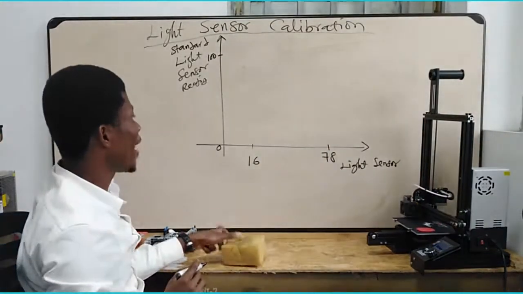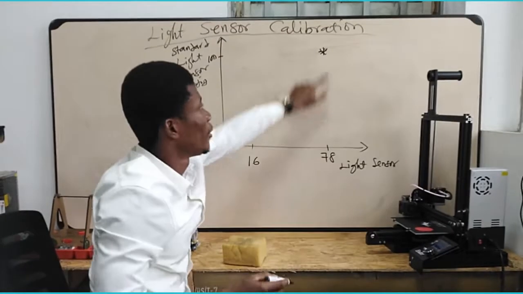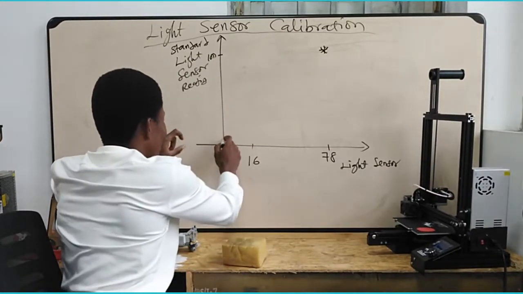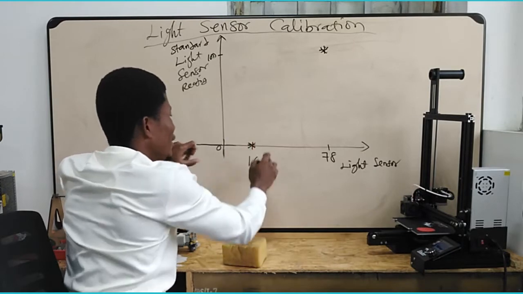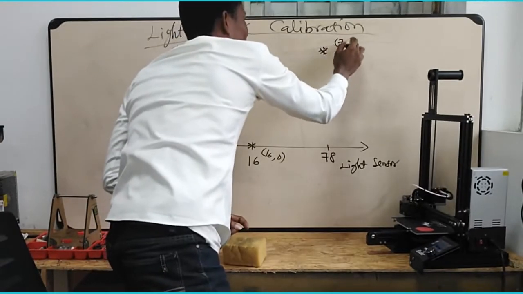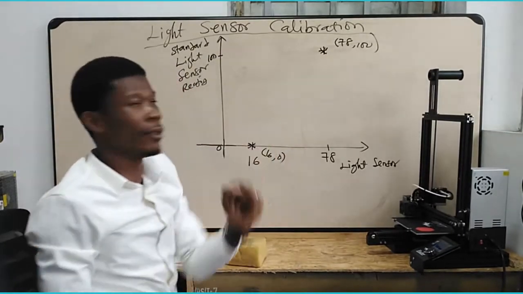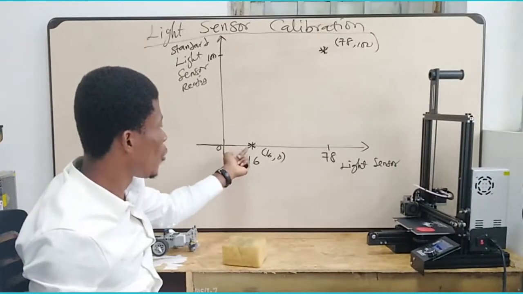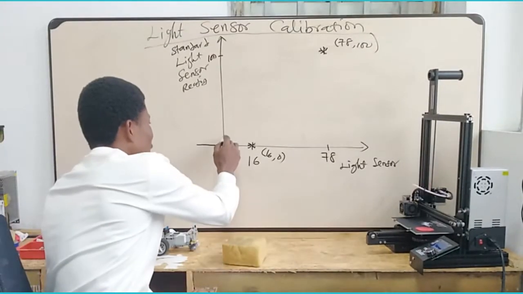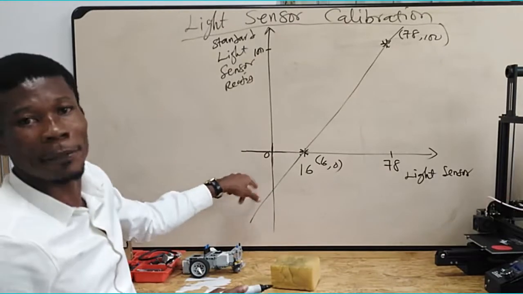So if I match the behavior of my light sensor to that of a standard light sensor, I can have a point here, and then another point here. X, Y. So the point 16, 0, and then the point 78, 100. When we expected 100% reflection, our light sensor recorded 78% reflection. And when we expected 0% reflection, our light sensor recorded 16% reflection. Drawing a straight line through this gives me a line with a y-intercept here.